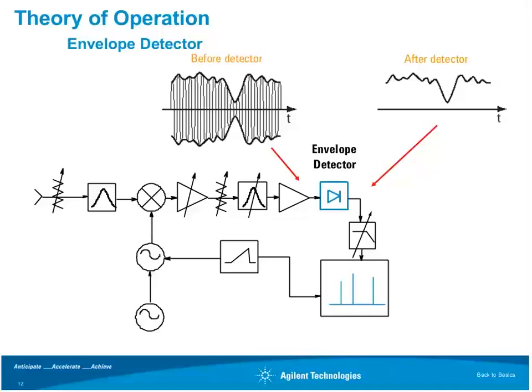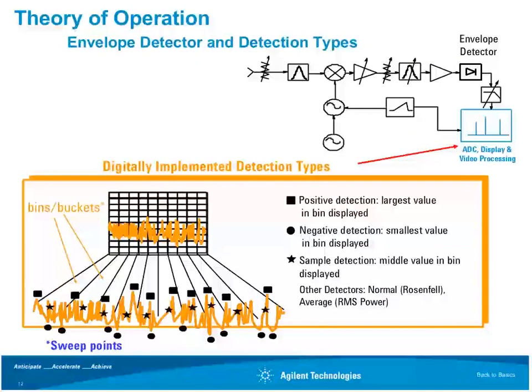After filtering, then we reach the envelope detector, and this would strip off the envelope, so the rapidly varying signal that you see here is the IF frequency, and then any modulation that might exist on the signal would be here on the envelope. So that's the part we're interested in. And from there, then we go to the detector.